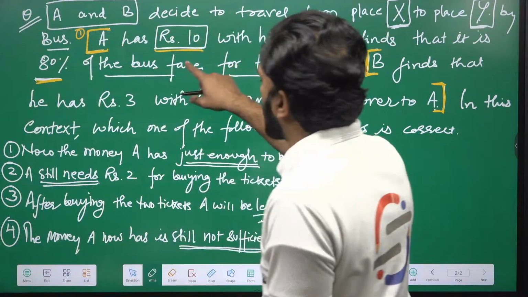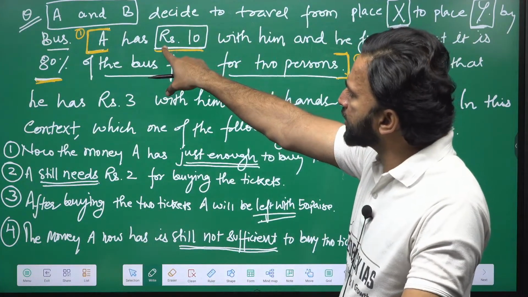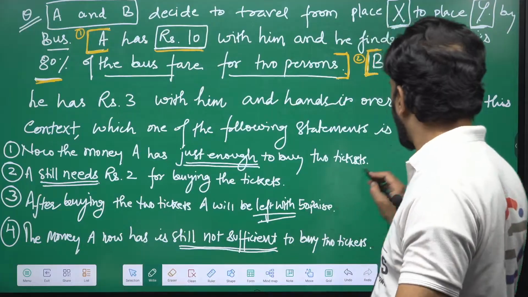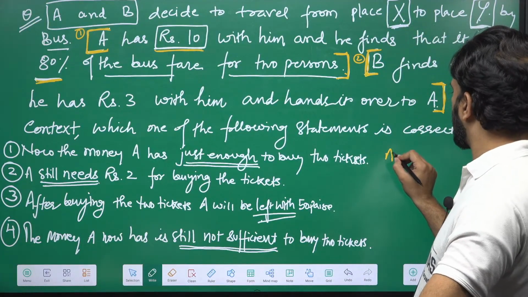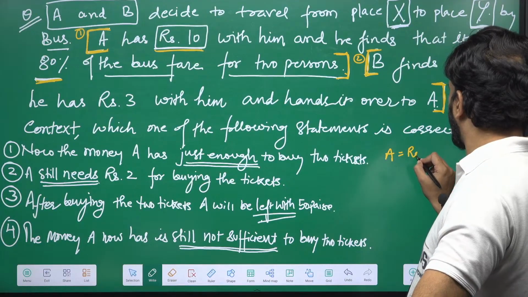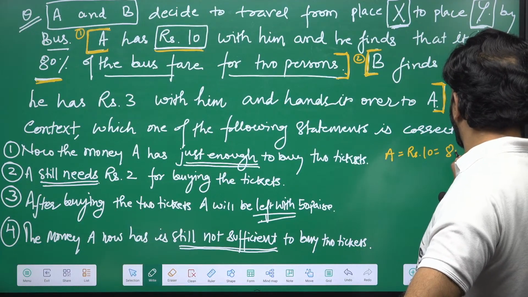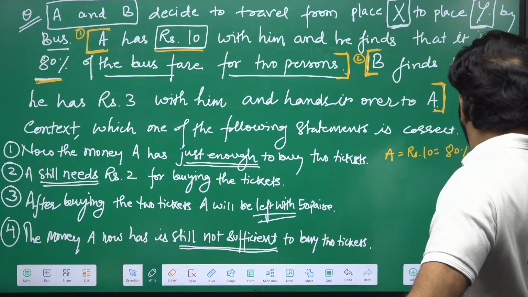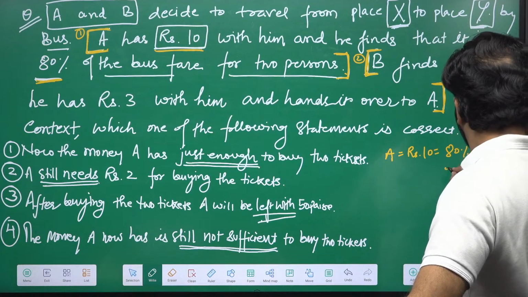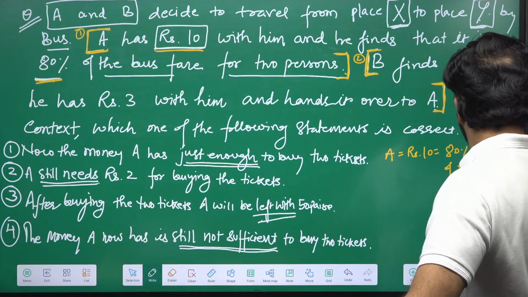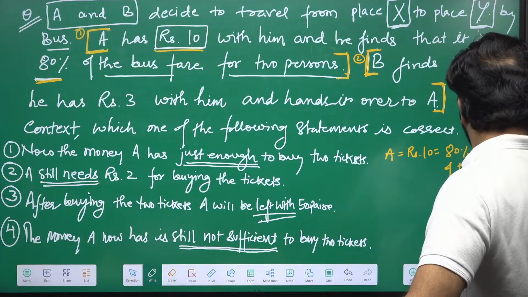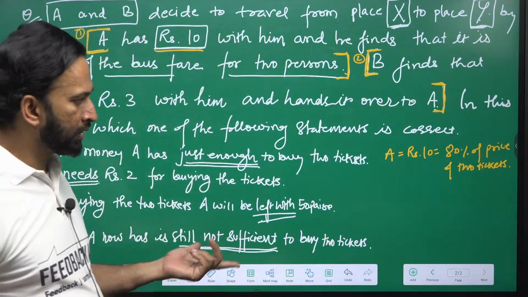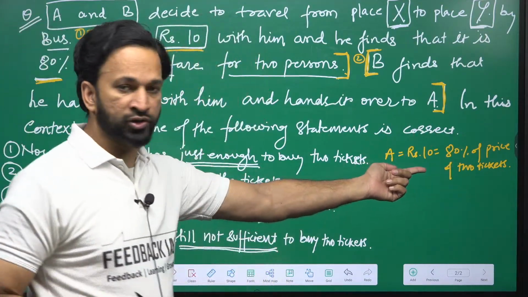First interpretation is that the amount A is having, let's make it figure wise. The amount A has, that is rupees 10, is equal to 80% of the price of 2 tickets. That is the fare, F-A-R-E, fare. This is the first information. This is what you first interpret.